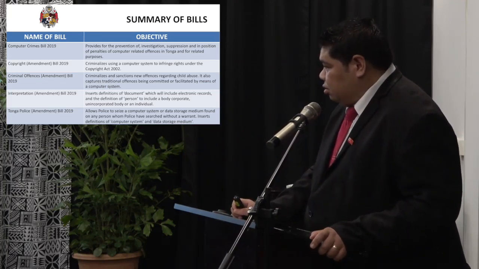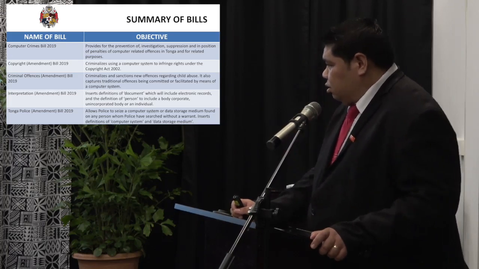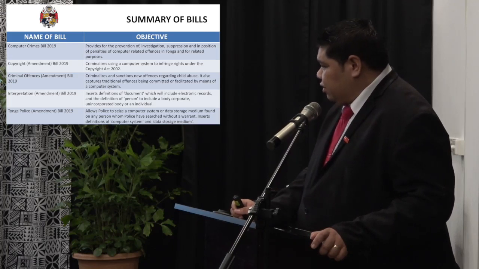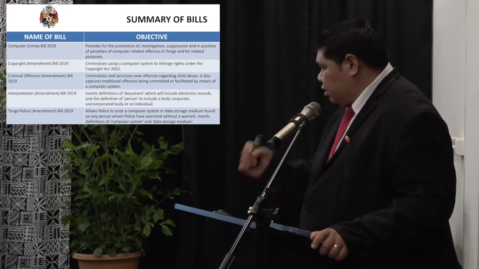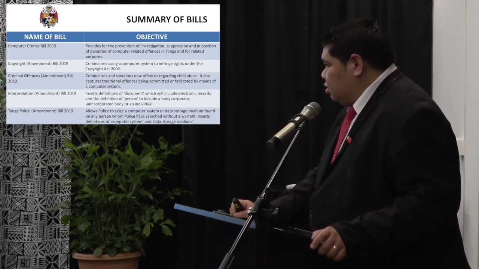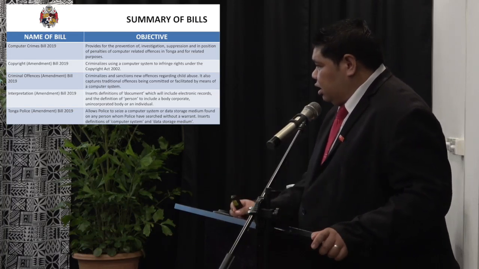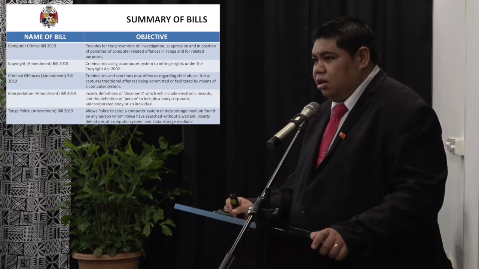There are also other amendments to the interpretation. This just inserts a definition of document to also include electronic records, and the definition of person to include a body corporate, unincorporated body, or an individual. Again, the change is just to add in the electronic element to it.